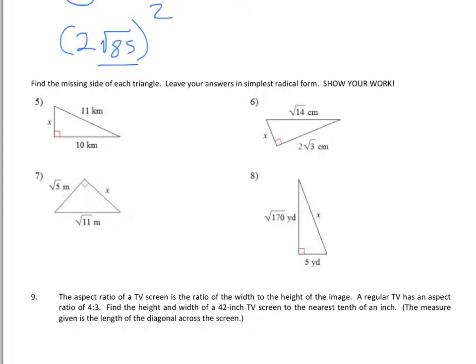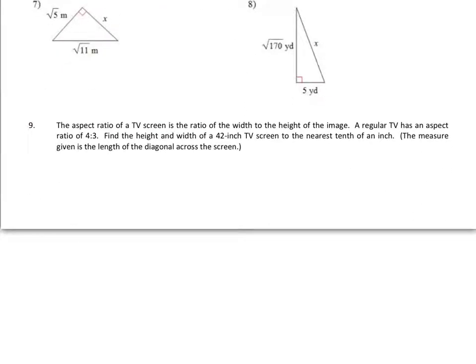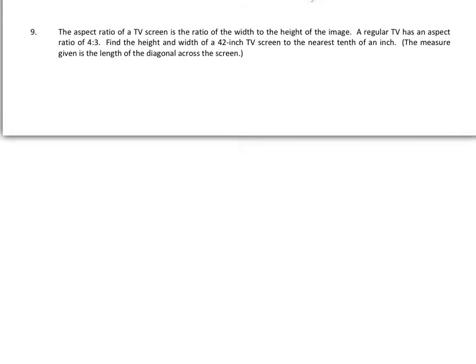5, 6, 7, and 8, you can do that on the missing one using the Pythagorean Theorem. I don't think any of those are going to be triples, so you'll end up with a radical. Leave your answers in the simplest radical form. Number 9 is a tricky one, so we'll kind of look at that one.